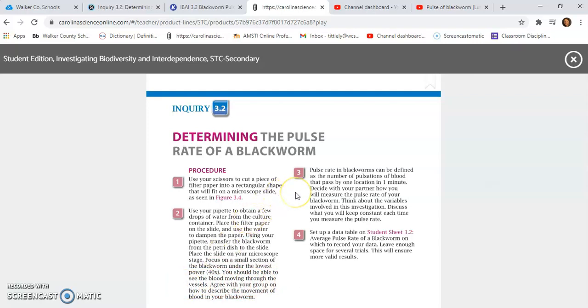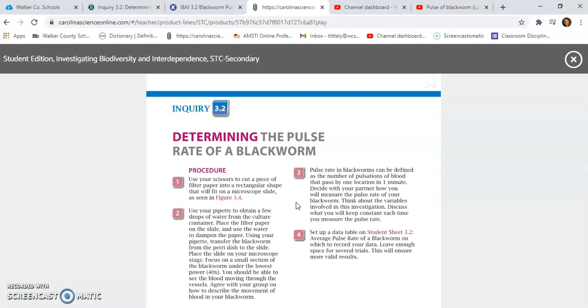Now there are a few things that we're going to have to take a look at so that we make sure we have a consistent experiment. The variables involved in this investigation, of course, include that the blackworm could be moving. Different parts of the blackworm's body will have blood flowing at different rates. The head end of its body usually has blood flowing a lot faster than the tail end of its body. And there are other variables like that. So we have got to make sure that we think about those variables and try to keep our experiment as consistent as possible.